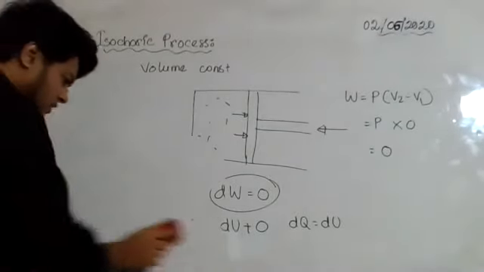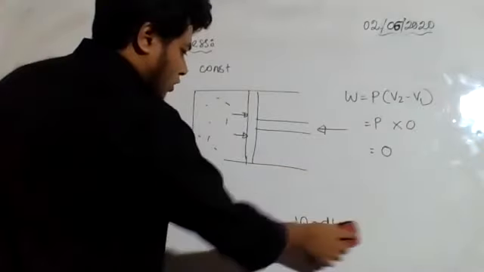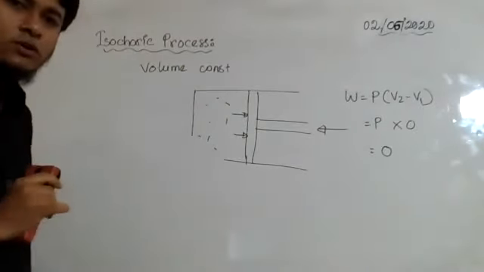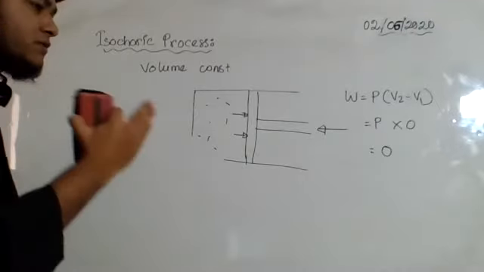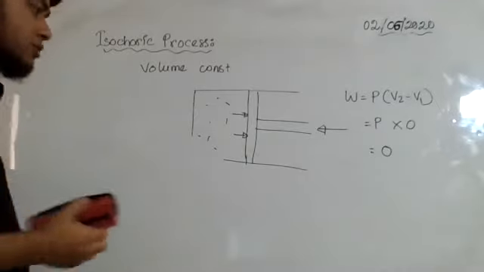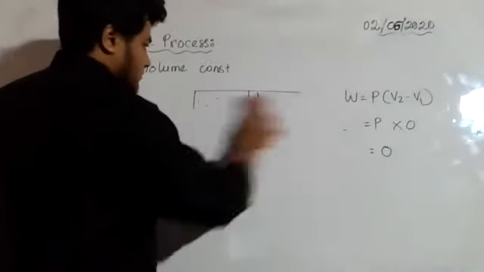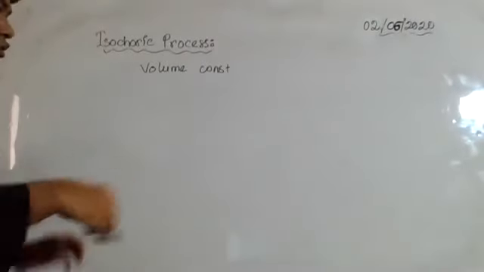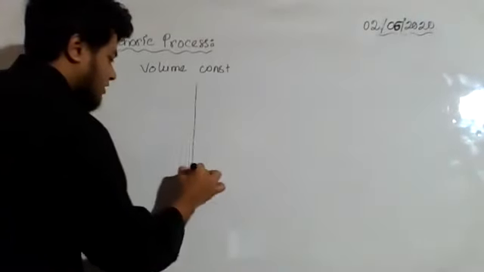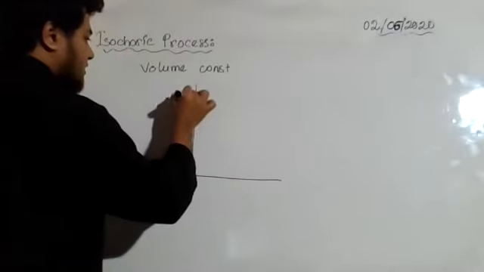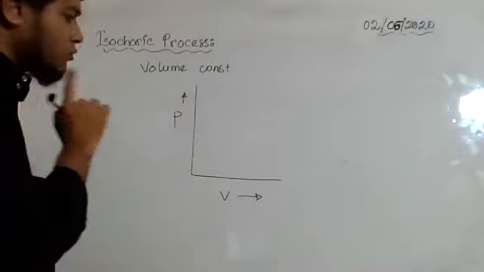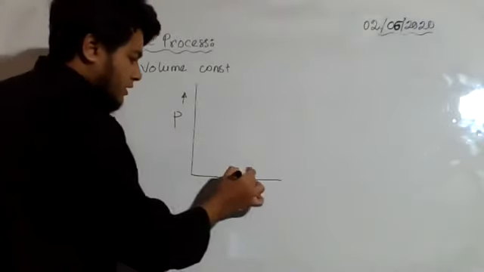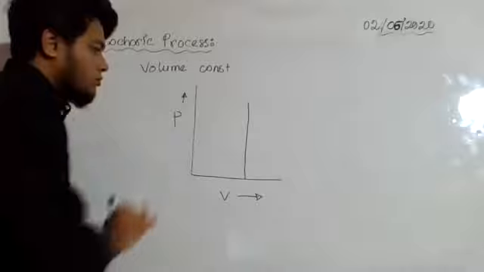Now, we are trying to understand all the work done through the graphs also, right? Can you think how the graph is going to look like in case of isochoric process? The volume is kept constant. If you remember, we take pressure along y-axis and volume along x-axis. So the volume will be kept constant. Then what will happen? The graph is going to be like this.